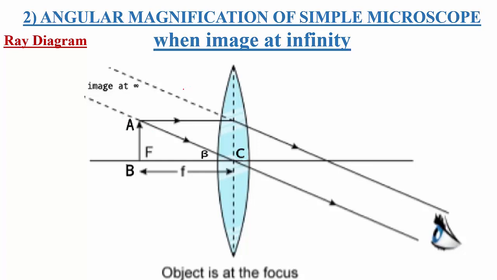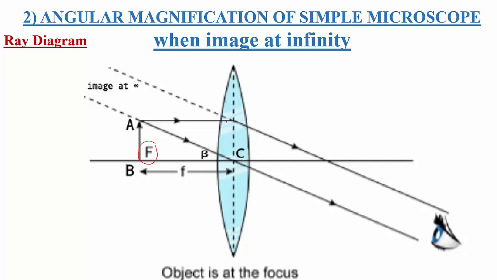Now, here we have to get the image at infinity. The image is formed at infinity only when the object is kept exactly at the principal focus. When the object is at focus, then the image is formed at infinity. So that's why now I am going to keep the object AB exactly at the principal focus, which is denoted by F. So here AB is the object. From this object, two rays of light are emitted. The first ray of light passes through the optic center, so it is undeviated.